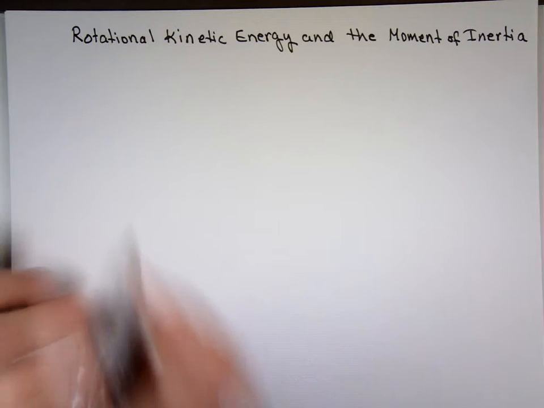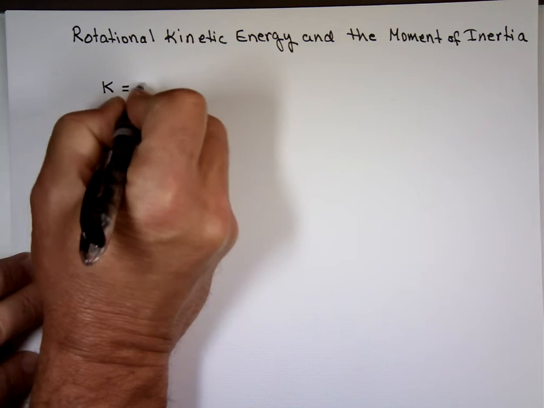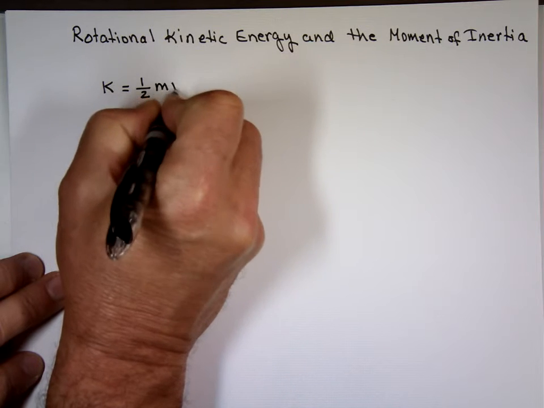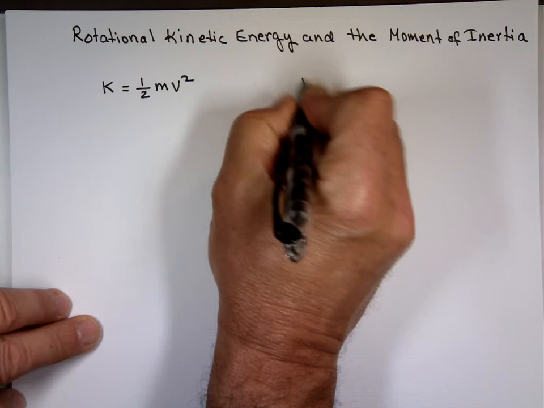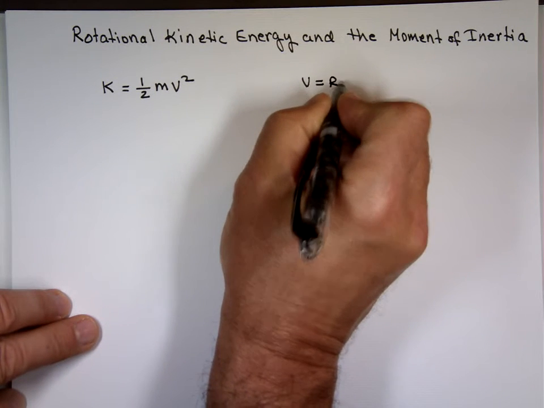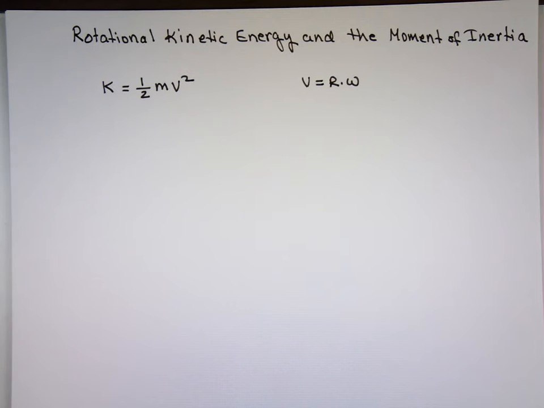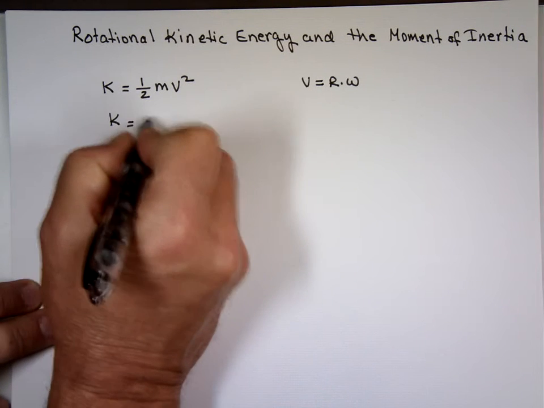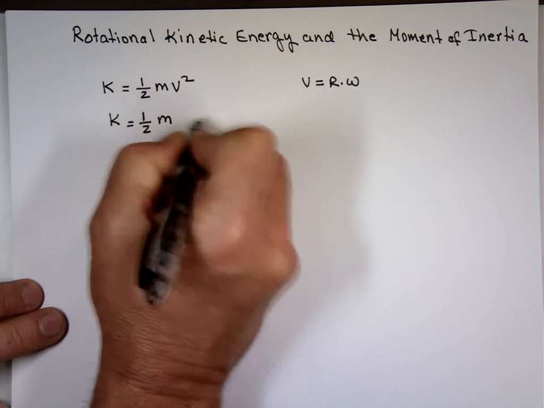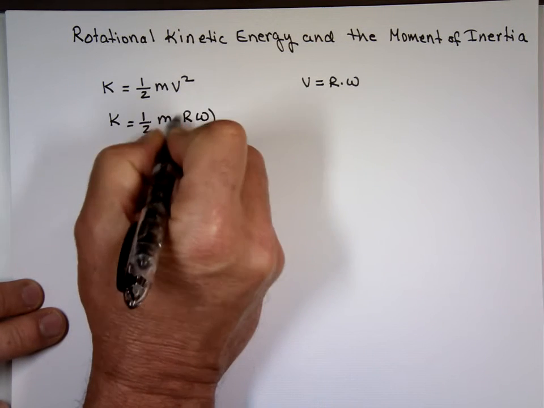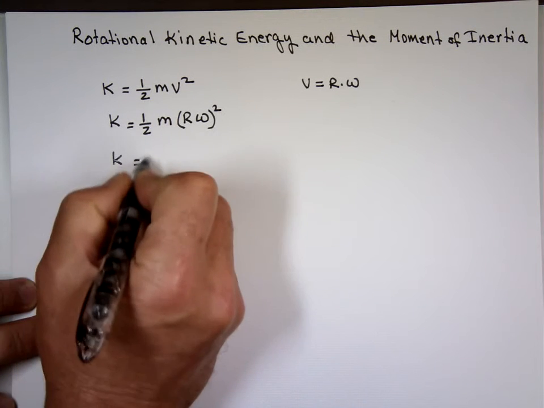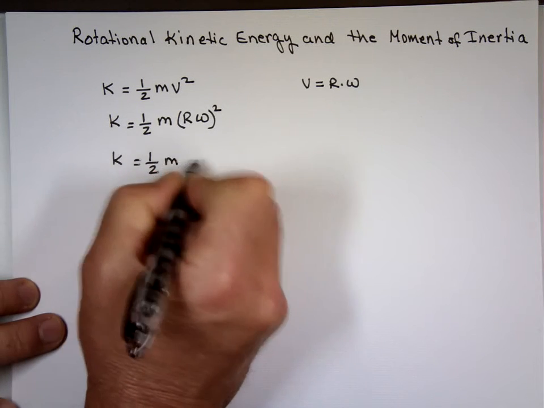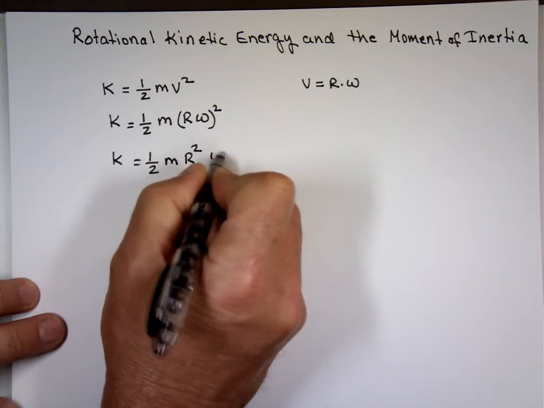So if you remember kinetic energy, the definition of kinetic energy is what? 1/2 mv squared, right? And if you recall from last class, v equals what? R times W. So if I come back and plug it in place of v, let me put R times W, and let me square it. This becomes 1/2 m R squared W squared.